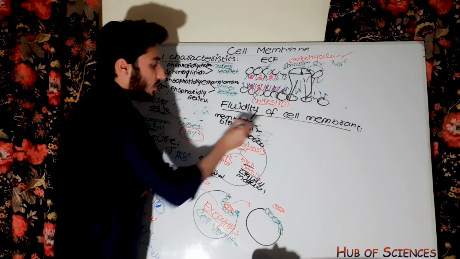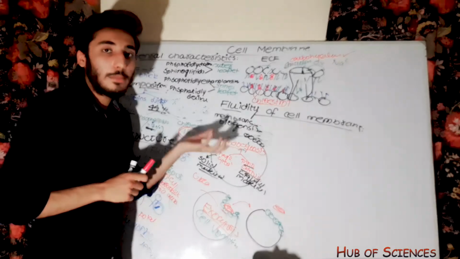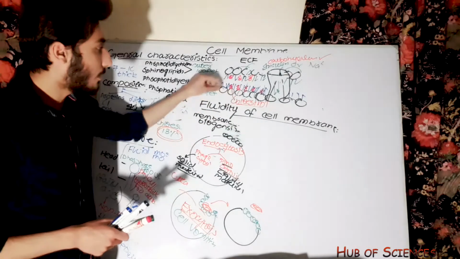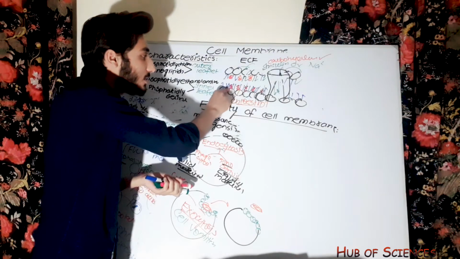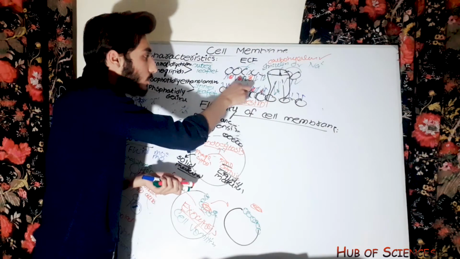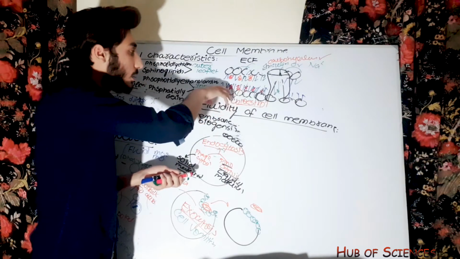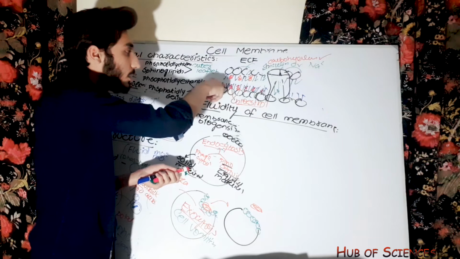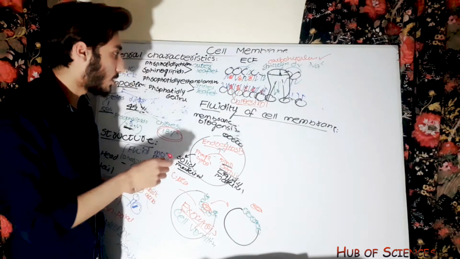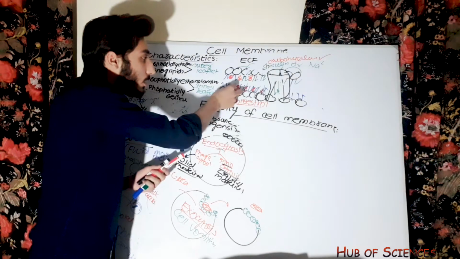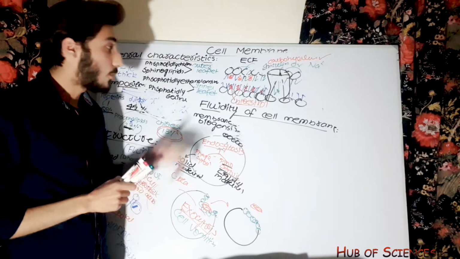So why does membrane biogenesis occur? The fluidity of the cell membrane is maintained, as we discussed, by the cholesterol molecules. Cholesterol molecules are present in such a way that these are the tails of fatty acids, and these fatty acids are of the phospholipid molecule. This is the head of the phospholipid molecule, and these are the tails. The head is polar and the tails are non-polar, as we discussed. The cholesterol molecules are intercalated between the tails of the phospholipids.